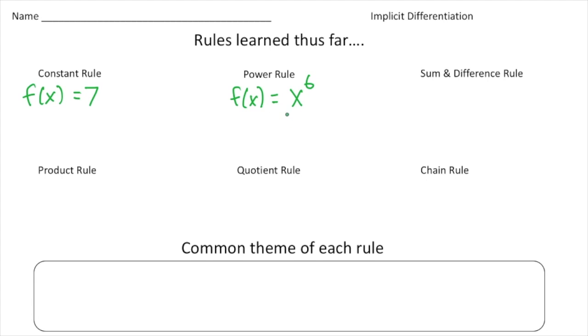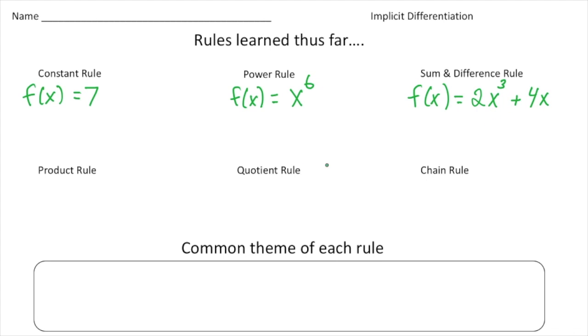Then you learned the sum and difference rule, which is when you use the power rule several times. For example, if we had the function f of x equals 2x cubed plus 4x, that's when you use the sum rule.